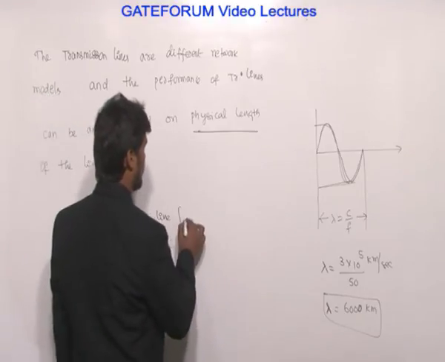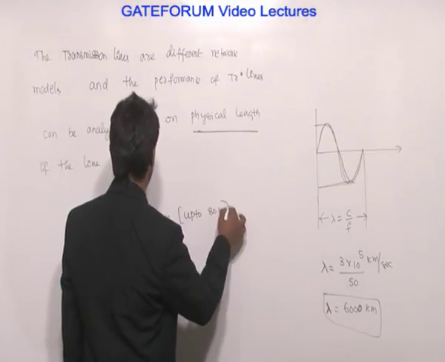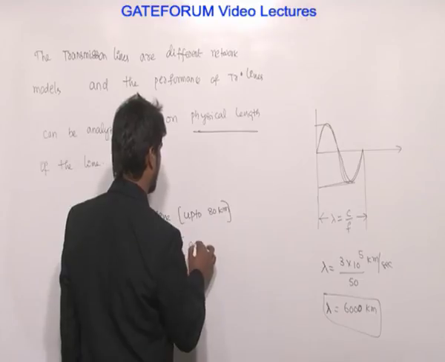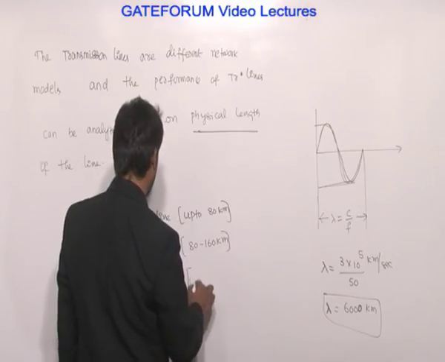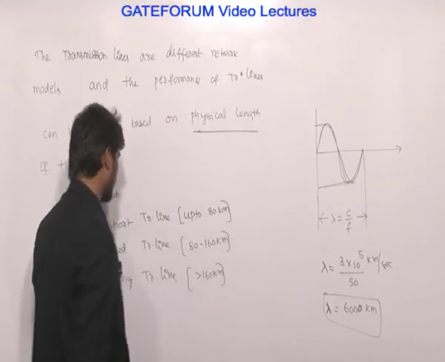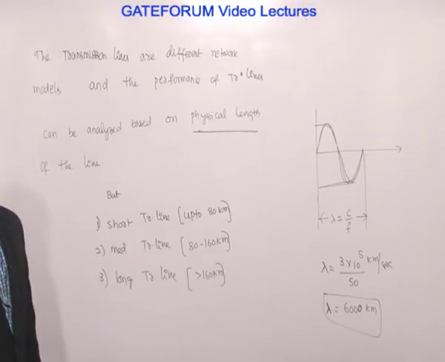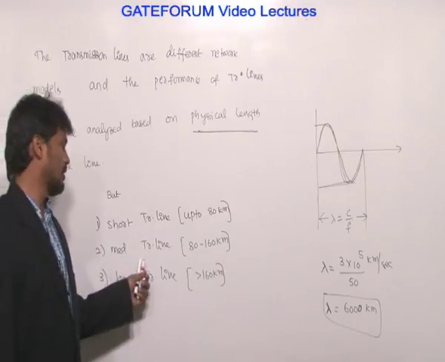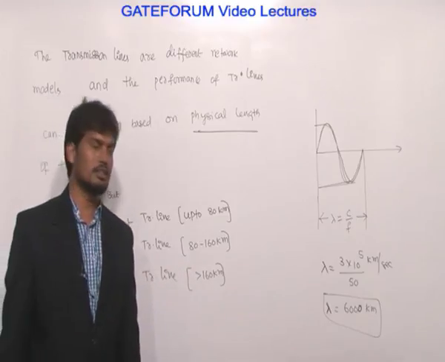Up to 80 kilometers is treated as a short line. 80 to 160 kilometers, in the middle, is treated as a medium line. Greater than 160 kilometers is treated as a long line.